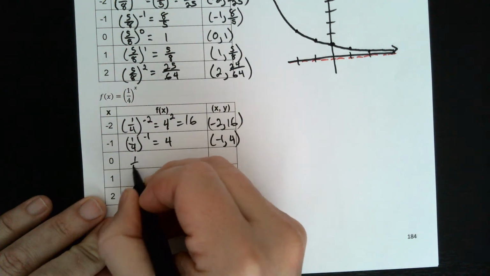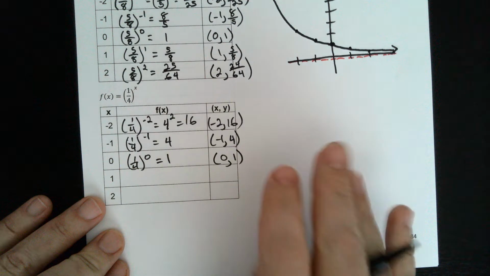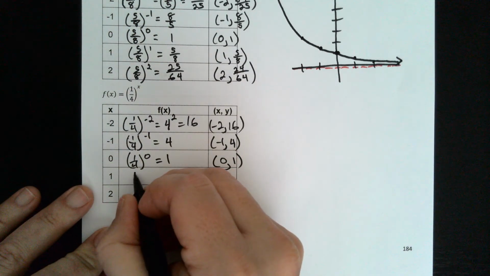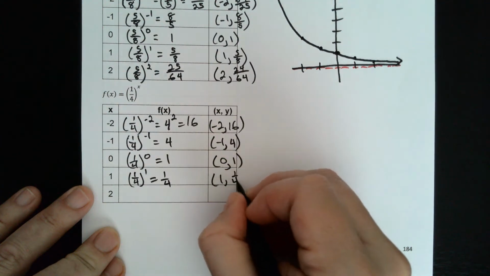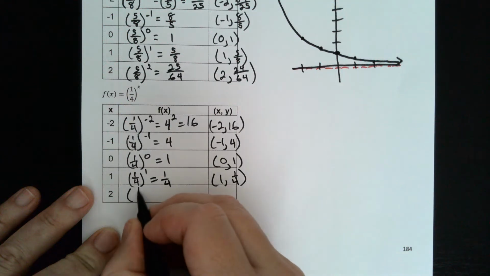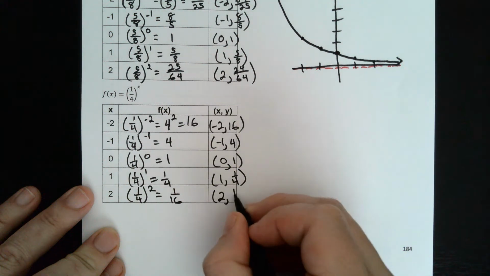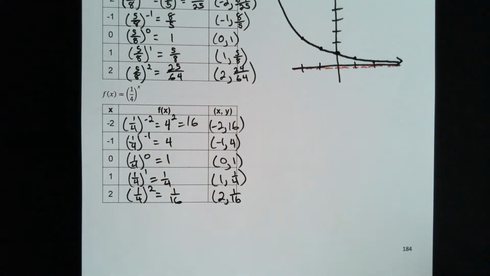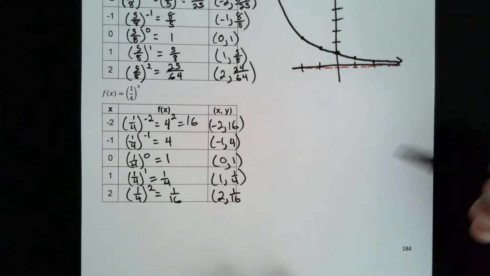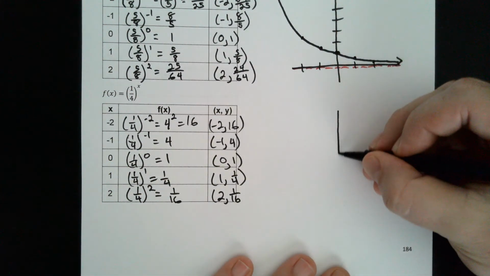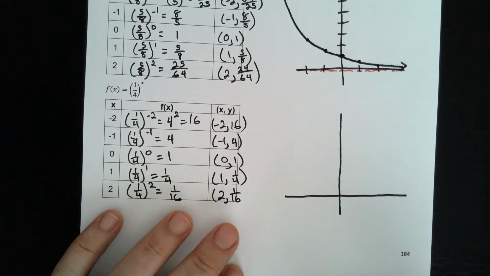0 plugs in, so 1/4 to the 0 is equal to 1. So that's 0, 1. The 1 we plug in, we get 1 over 4 to the 1, which is just 1 over 4. So 1 comma 1 over 4. And then 2, 1 over 4 to the 2 is going to be 1 over 16. So 2 comma 1 over 16. Okay, so we know that our highest number above the x-axis is going to be 16. Okay, and I'm still only going left and right 2.